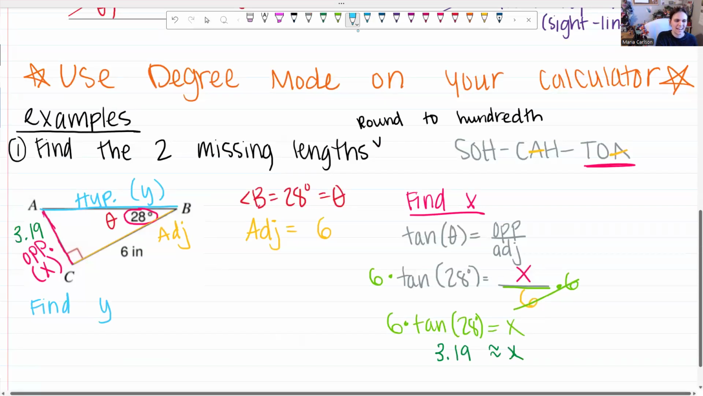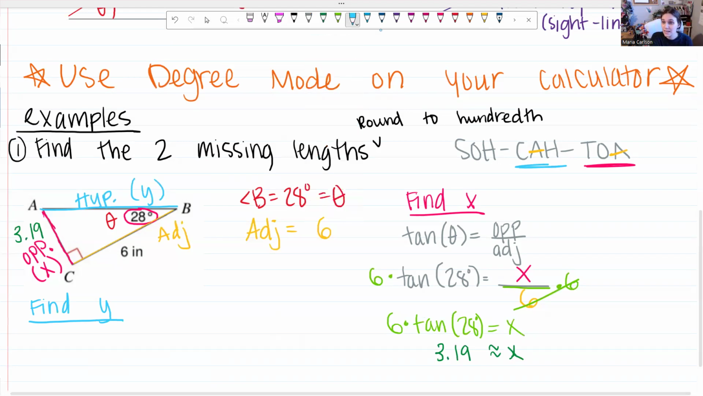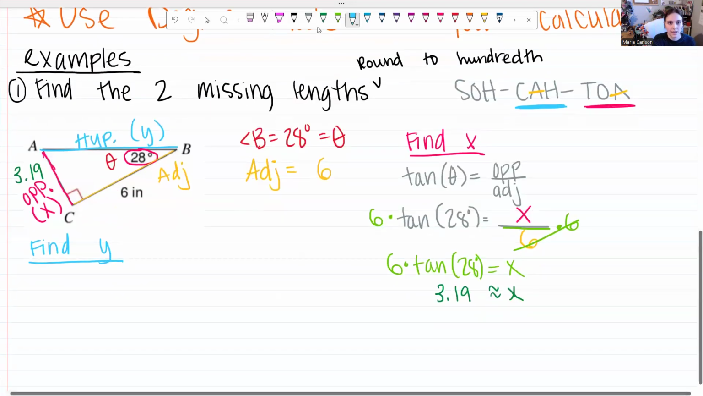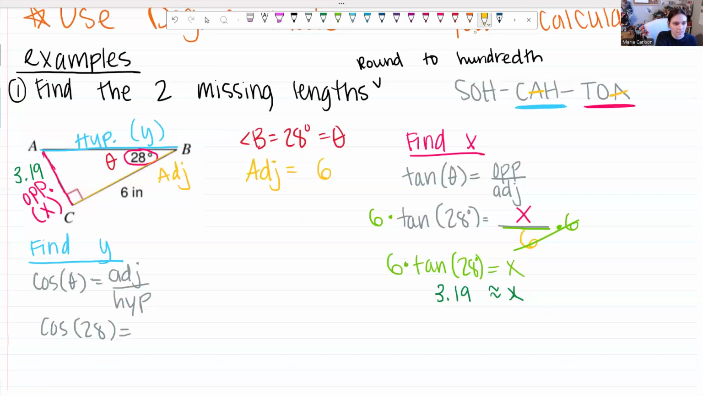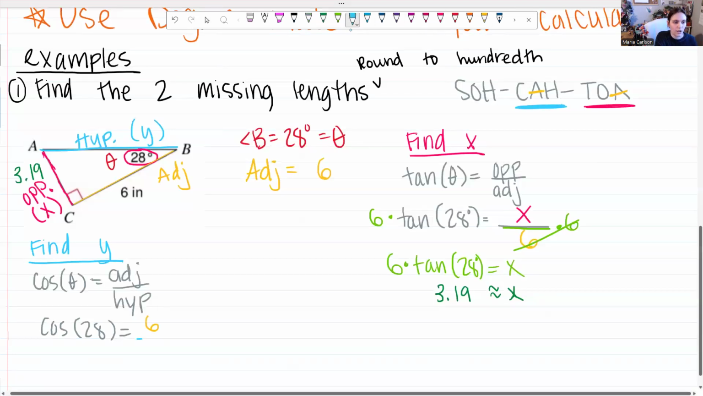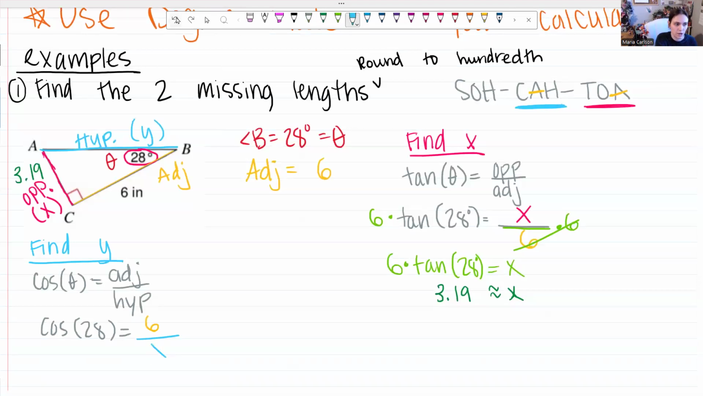Now to find y, I don't really want to use that length of 3.19 because that is an approximation that's been rounded. So let's just focus on the adjacent now and the hypotenuse. So adjacent and hypotenuse hints towards cosine. So I'm going to use the fact that the cosine of an acute angle in a right triangle, cosine of theta, is equal to the adjacent over the hypotenuse. So the cosine of 28 is equal to our adjacent side of 6 over the hypotenuse, and this time the hypotenuse is y.